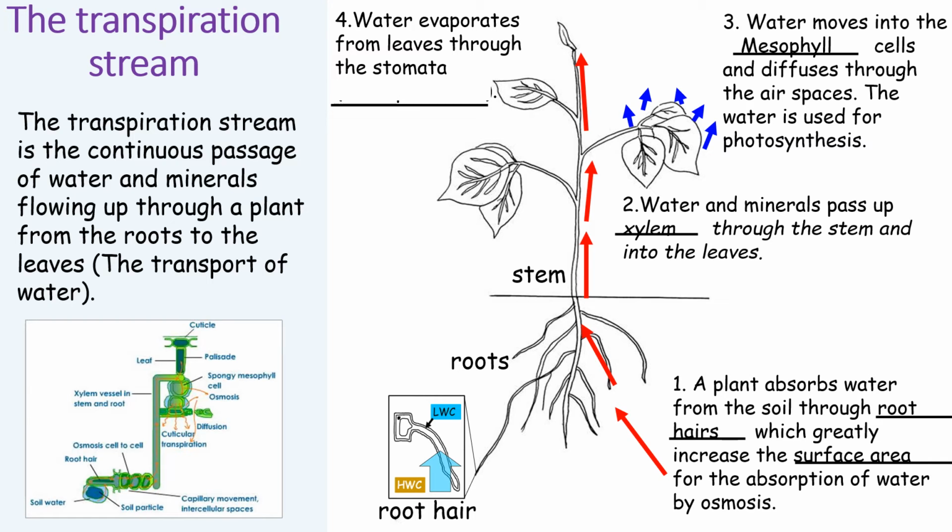Number 2 in the transpiration stream is water and minerals pass up the xylem through the stem and into the leaves. And then number 3 is that water moves into the mesophyll cells and diffuses into the air spaces. The water is used for photosynthesis. And then number 4 is water evaporates from the leaf through the stomata, which is called transpiration. Well done if you managed to get that correct. If not, then go back to the start.